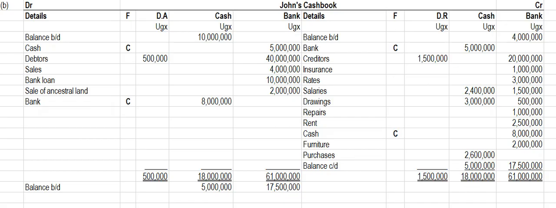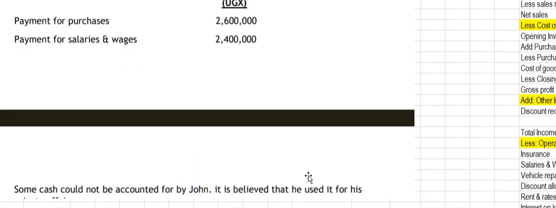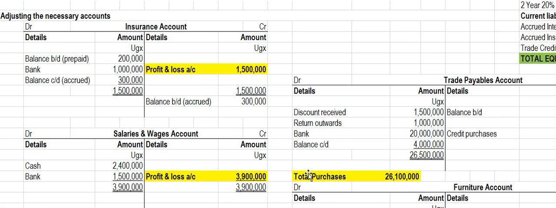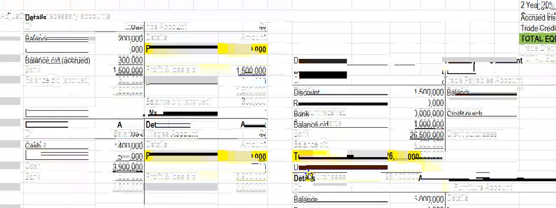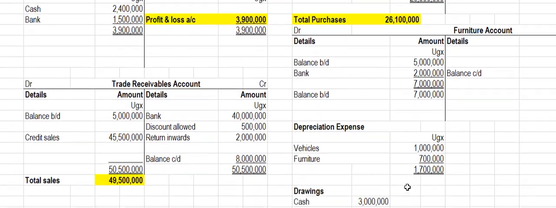He has some cash at hand, then some cash at the bank. Then we have the accounts that have been adjusted to come up with the amounts we need to present in the financial statements. Insurance, wages, trade payables, furniture, trade receivables, depreciation expense.